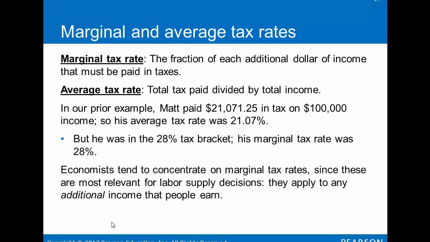The marginal rate is the fraction of each additional dollar of income that must be paid in taxes. So if I'm in a 28% tax bracket, my marginal rate is 28. So if I earn another dollar, 28 cents goes to federal taxes. The average rate is calculated by taking your total tax divided by your total income. In the prior situation, Matt paid $21,071.25 on $100,000 in income, so his average tax rate was 21%, but his marginal tax rate was 28%. Economists tend to concentrate on marginal taxes since they are most relevant for labor supply decisions. They apply to any additional income that people earn.